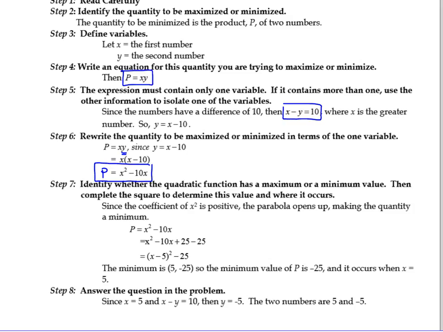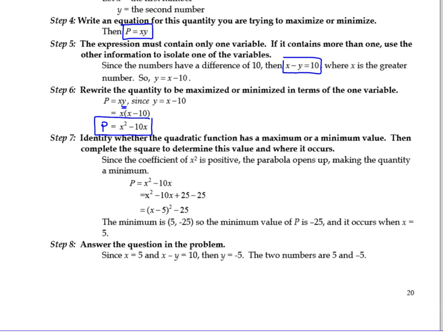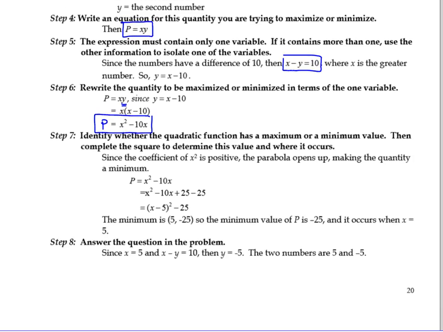Now, earlier in this unit, we just grabbed our graphing calculator, graphed it, and found the vertex. Now, we're going to try and find the vertex by, the last 2 school days, completing the square. Okay, and so that's what we're going to do. We're going to complete the square to find the vertex, and from there we can answer our question. So in this case, the minimum product would be negative 25, and then one of your numbers is 5, because you're comparing product with x, one of the numbers.